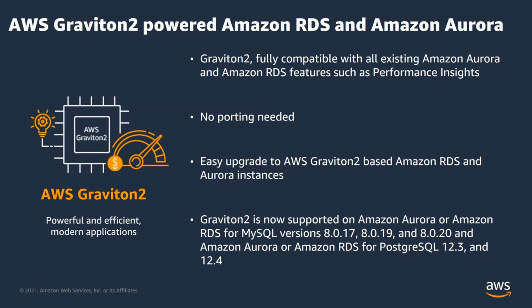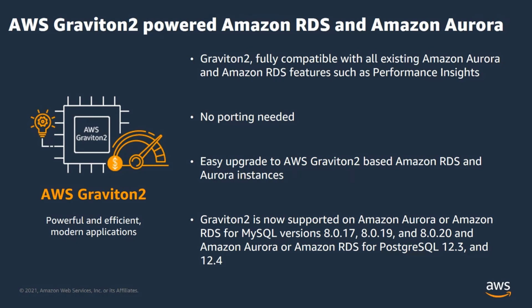You can launch Graviton2 R6G database instances in the Amazon RDS management console or using the AWS CLI. Upgrading a database instance to Graviton2 requires a simple instance type modification. Using the same steps as any other instance modification, your application will continue to work as normal and you will not have to port your application code. From the application perspective, your application will continue to work normally.